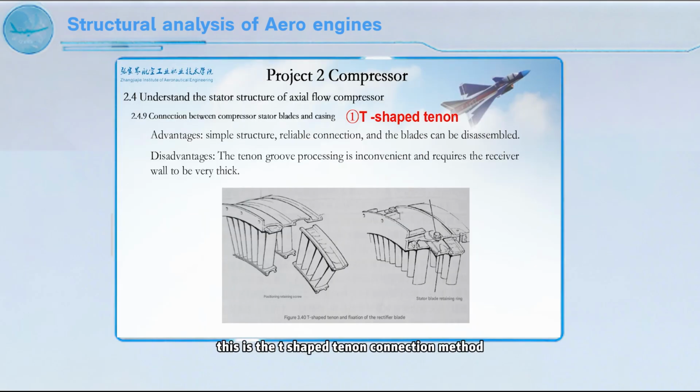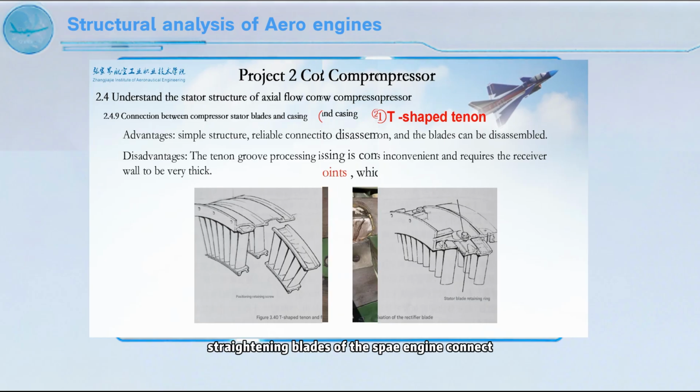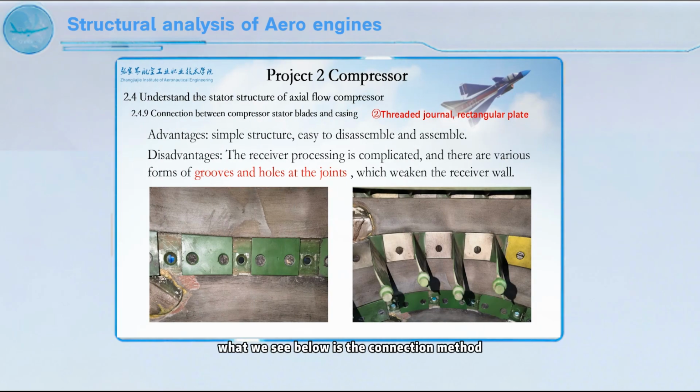This is the T-shaped tenon connection method. This method has a simple structure, reliable connection, and the blades can be disassembled and assembled, but it requires a thick casing wall and is suitable for cast half casings. In addition, the processing of the tenon groove is not convenient. The T-shaped tenon is used on the compressor straightening blades of the SPA engine connection. What we see below is the connection method between the threaded shaft diameter and the rectangular plate.